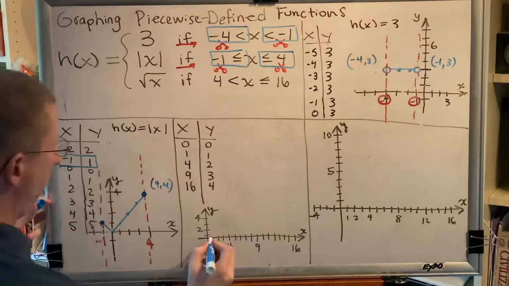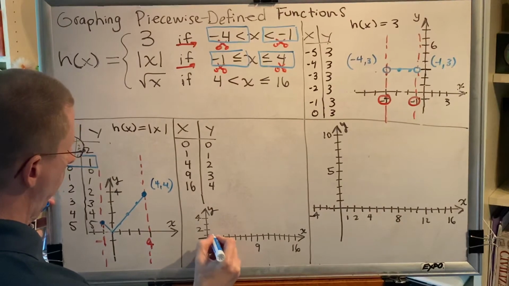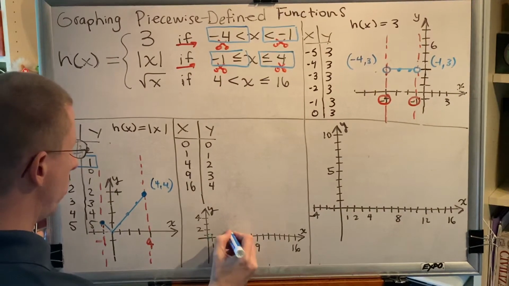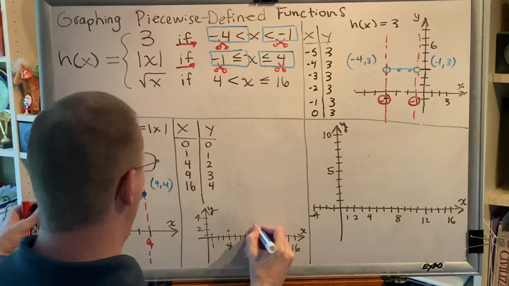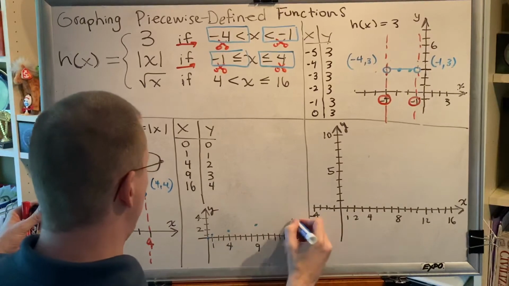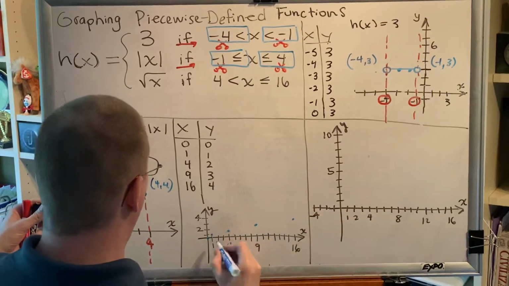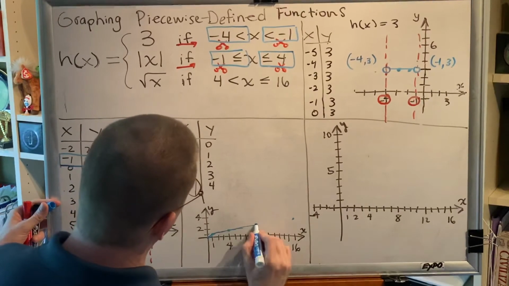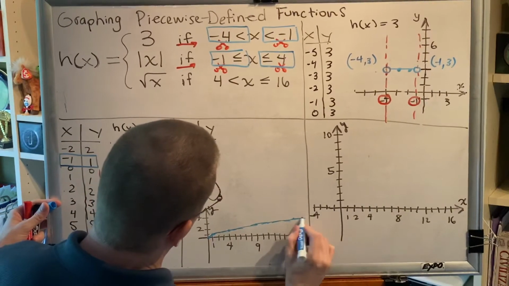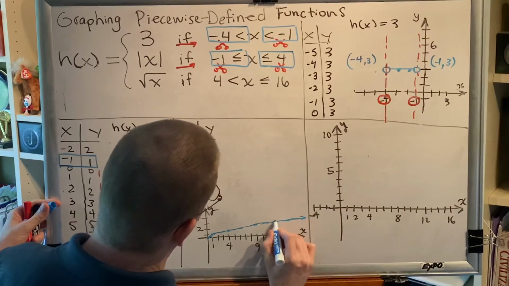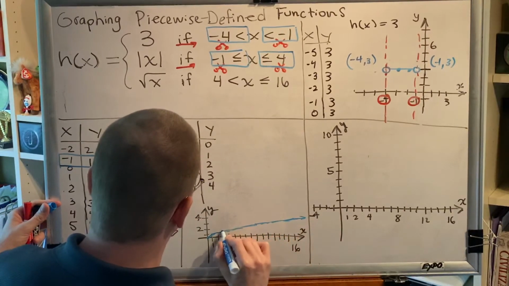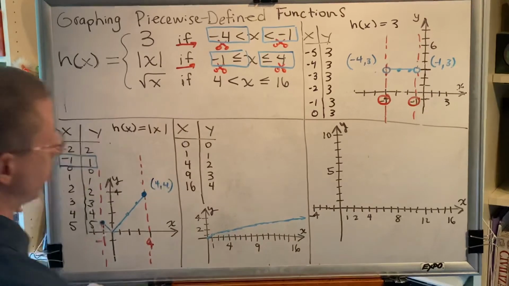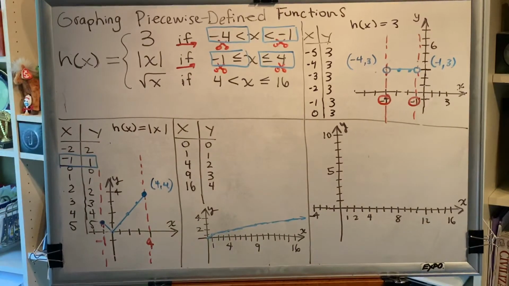So here we go. We've got 0, 0, 1, 1, 4, 2, 9, 3, 16, 4. And when we connect these together, we get the kind of shape that you might see if you took a parabola that opens up and rotated it 90 degrees to its side and then just kept the top half. All right, that is our square root function.